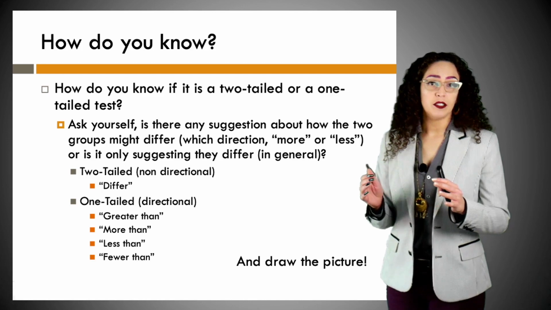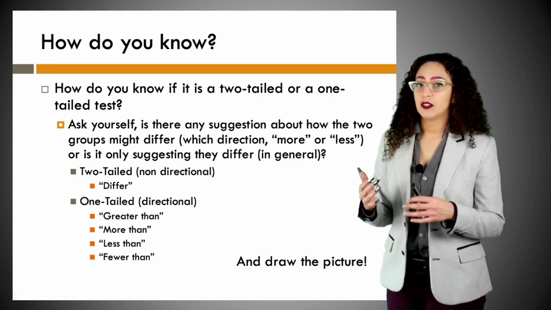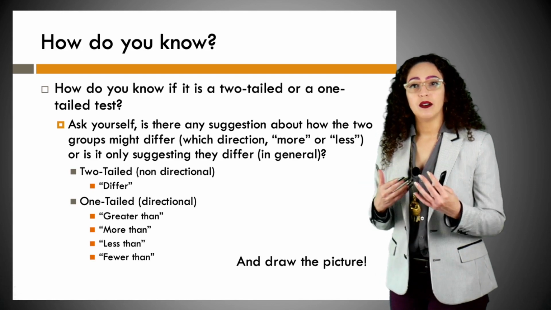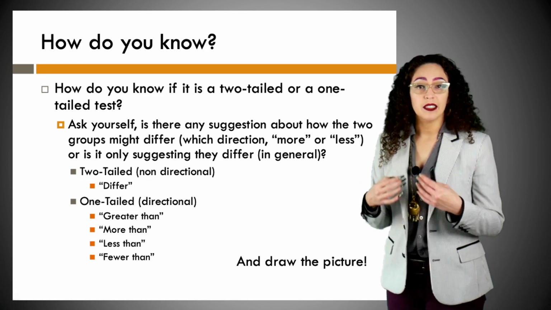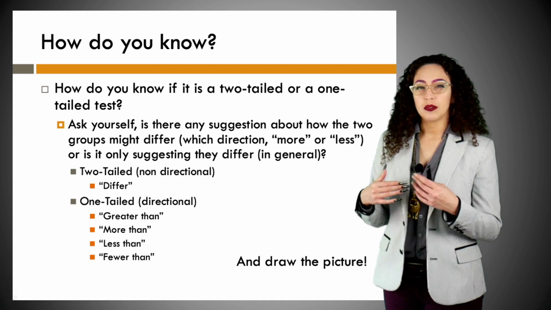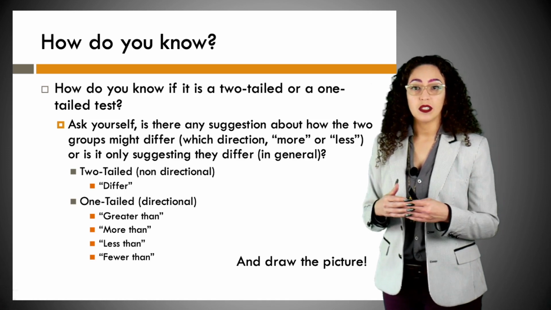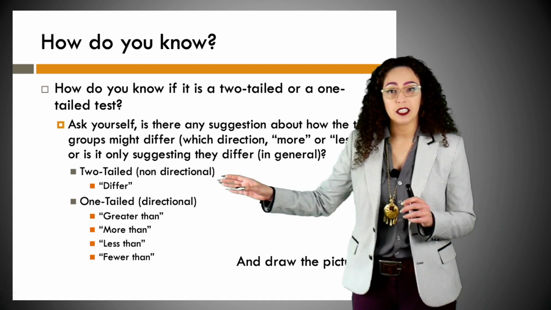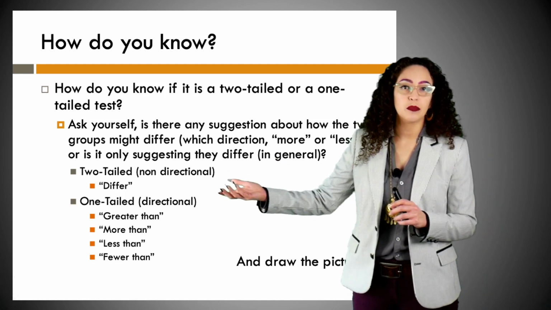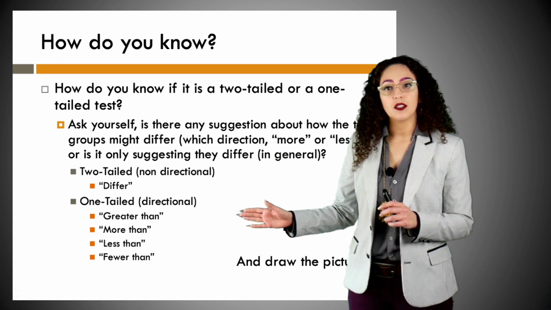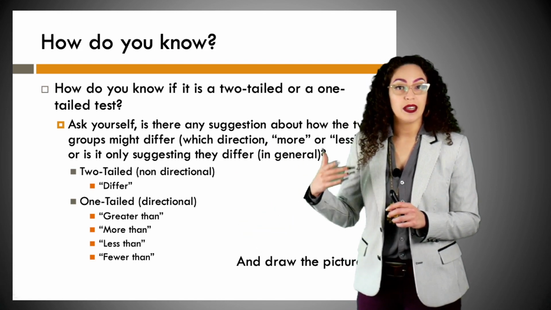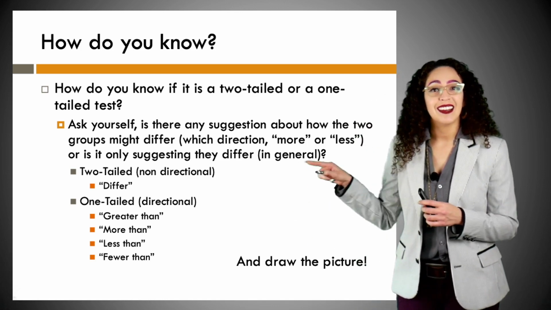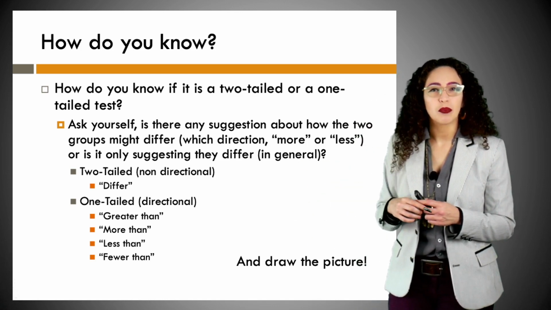So when you have to answer these questions, how do you know if it's a one-tailed or a two-tailed? You can ask yourself, is there any suggestion about how the two groups might differ? Is there a direction involved? So do you see words like more or less, or is it just suggesting a difference in general? So a two-tailed, which is non-directional, will usually say something like, do the groups differ? A one-tailed will say something like greater than, more than, less than, fewer than. It'll make some assertion of direction. And again, draw the picture. It'll help you, I promise.